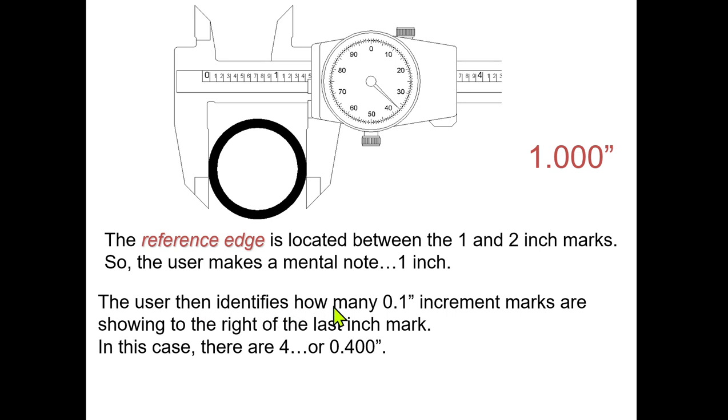The user then identifies how many 100 thousandths increment marks are shown to the right of the last inch mark. In this case, there are 4 past the 1 inch, so that's 400 thousandths past 1 inch. Like so, 1 inch, 1, 2, 3, 4, 400 thousandths.